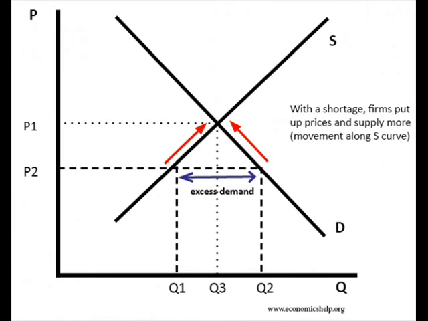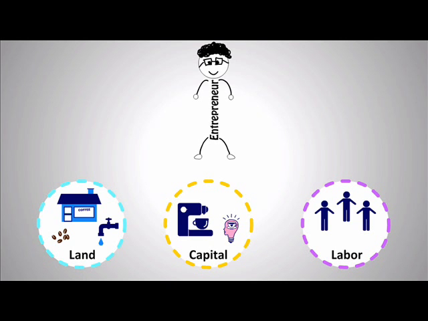Equilibrium is when the supply and demand are equal. In other words, when the supply function and the demand function intersect, the economy is said to be at equilibrium.